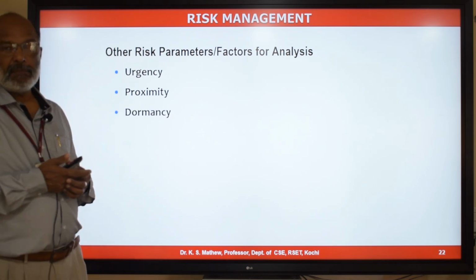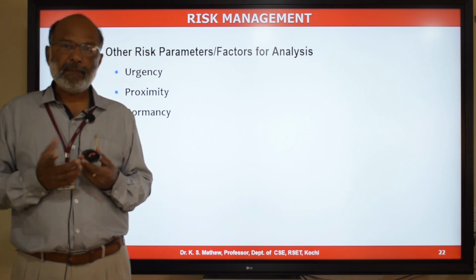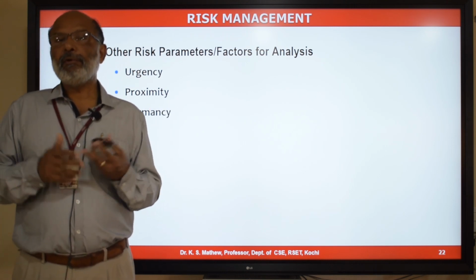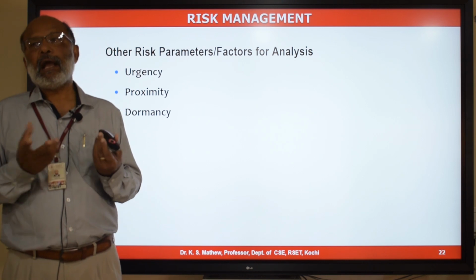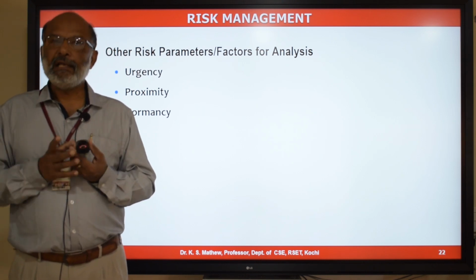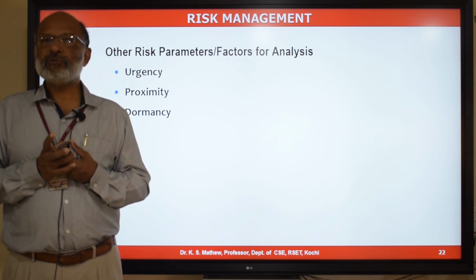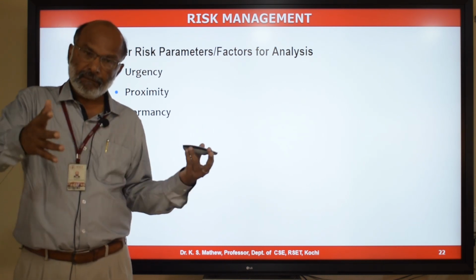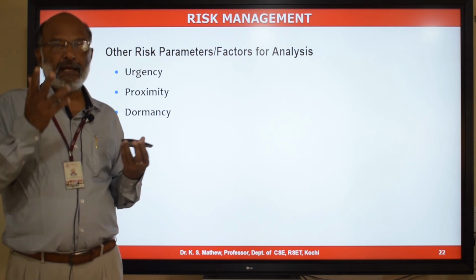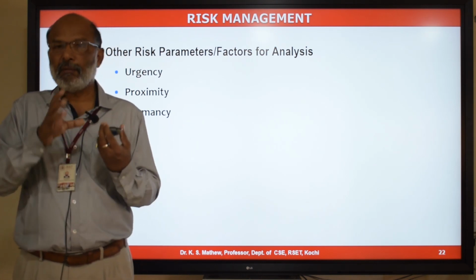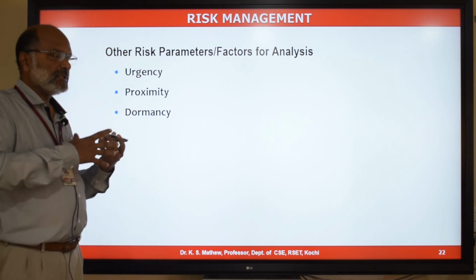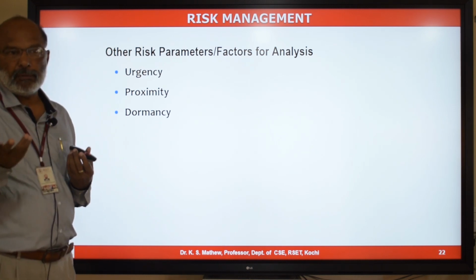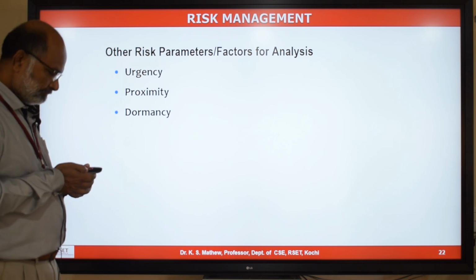Then dormancy. Some of the risks, even if they happen, you will not see any symptom. It will remain dormant. You will not be able to identify that the risk has already happened. So that is a highly risky situation if there is no symptom of risk happening. If the dormancy period is long, dormancy is very high. If the dormancy period is less, dormancy is low. And if the dormancy period is very high, it is a highly critical situation. You will come to know about the risk only after a long time.